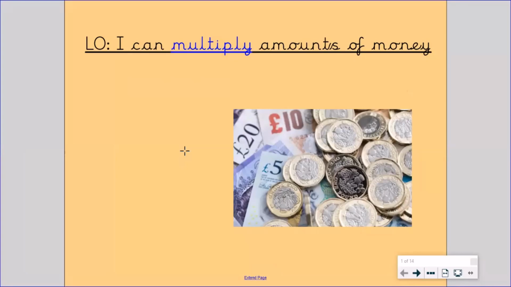We're going to carry on from last week's addition and subtraction, and this week we're going to focus on multiplication, division, and then word problems. Okay, so today we're just focusing on multiplying.